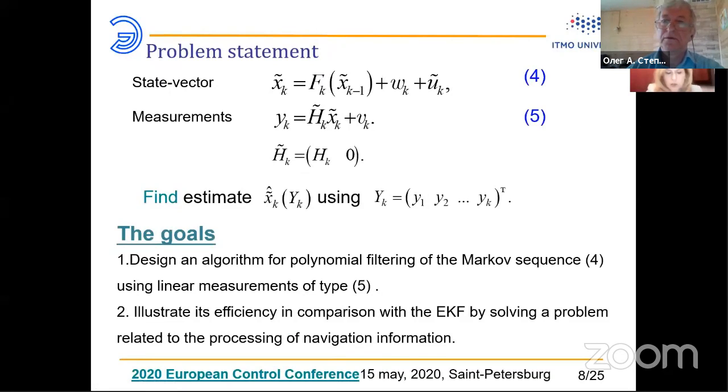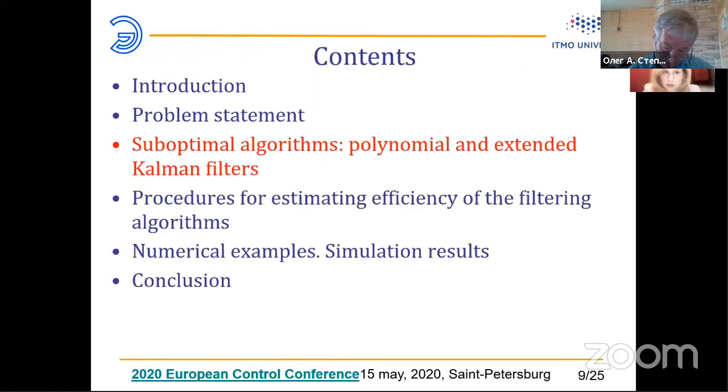Thus, finally, we can formulate the goals of our presentation. First of all, we need to design an algorithm for polynomial filtering of the Markov sequence 4 using linear measurement 5. And we also want to illustrate its efficiency in comparison with the extended Kalman filter by solving a problem related to the processing of navigation information.